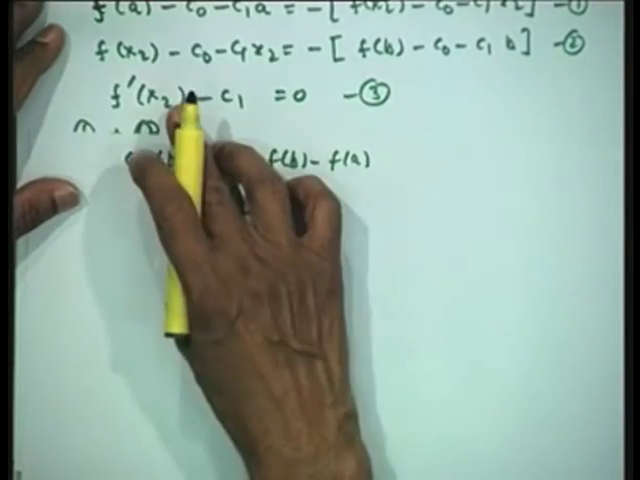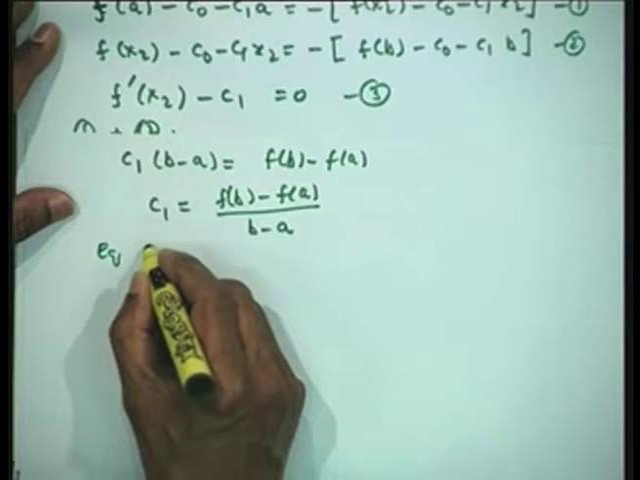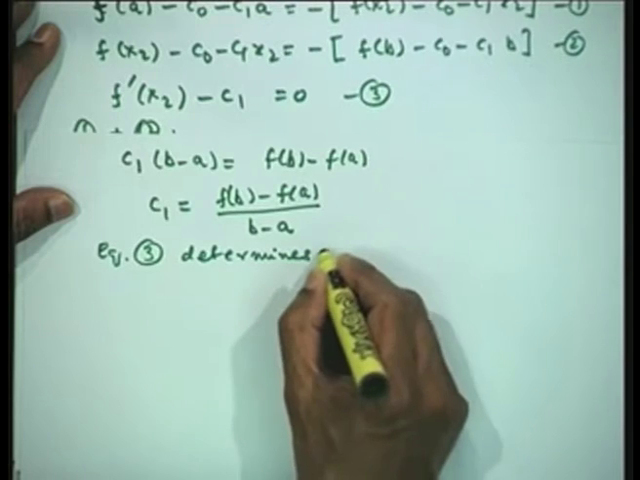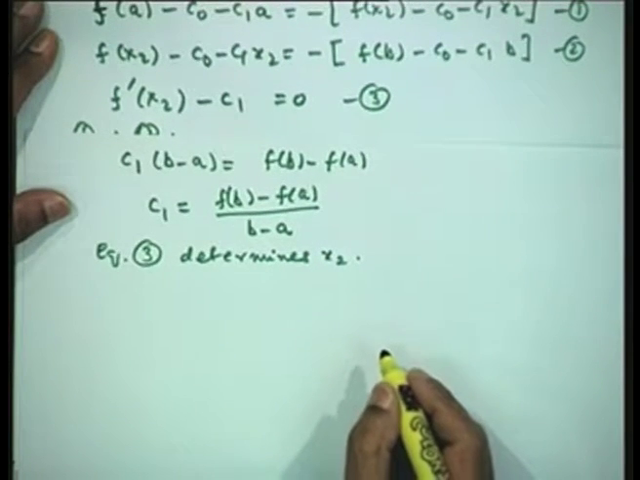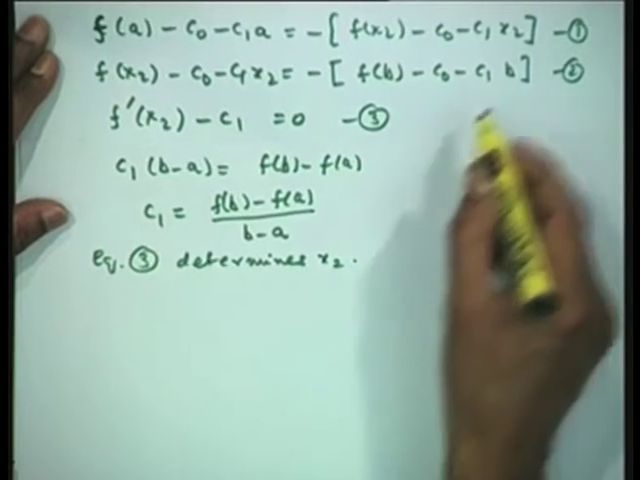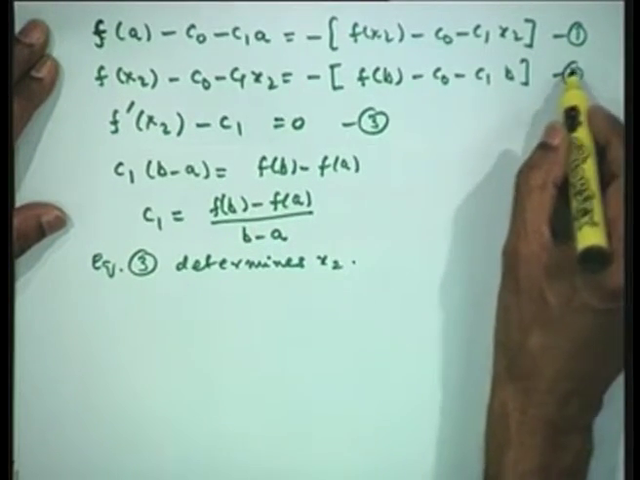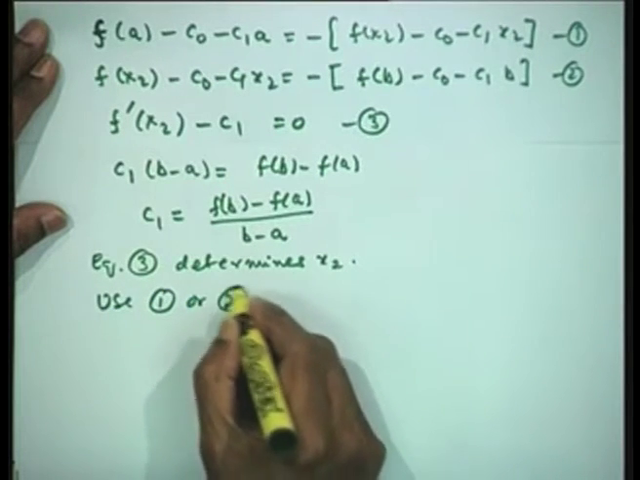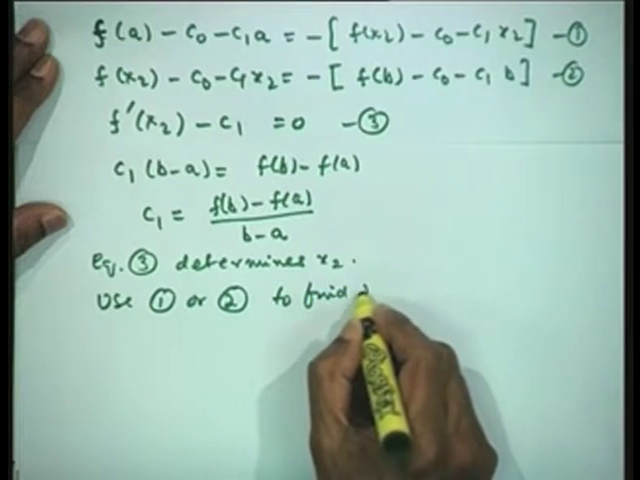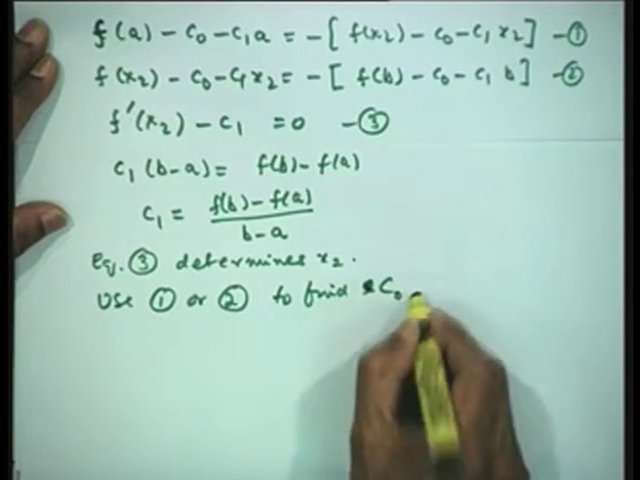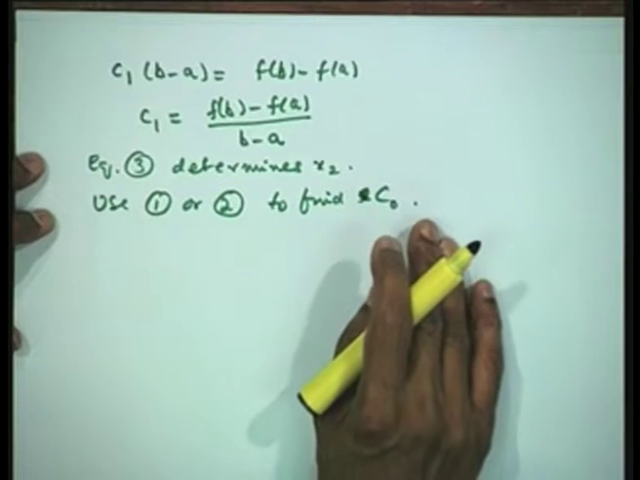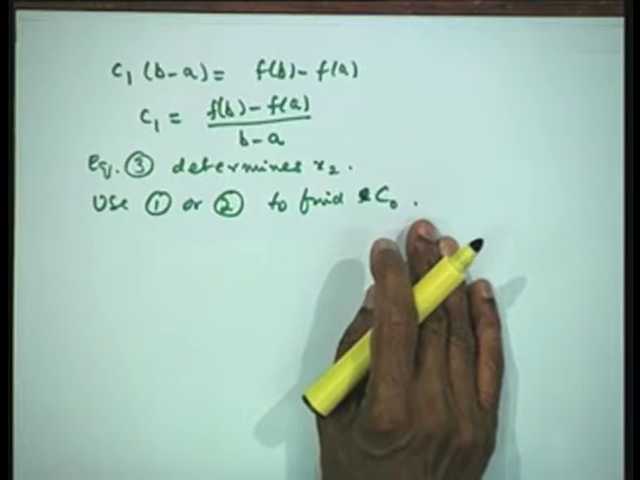Now, once I get C 1 from here, equation 3 gives me x 2. Now, equation 3 determines x 2. Once C 1 and x 2 are determined, I can use any one of the equations 1 or 2 to find out x 1. So, we use 1 or 2 to find C naught. And that completes the determination of the polynomial, and we can also find out what is the maximum error.